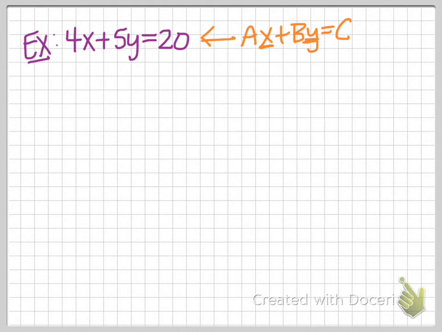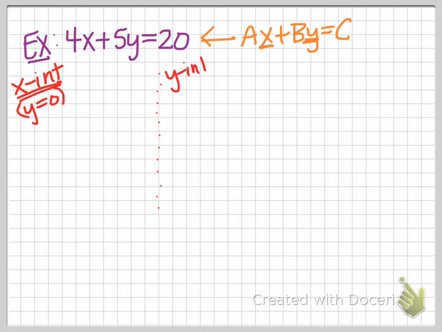So the easy way to graph is to find both your x and y intercepts. So do what Miss D suggested. Split up your paper. We'll do x-intercept on one side. Remember, that's where y equals 0. And then we'll do y-intercept on the other side. Remember, that is where x equals 0.